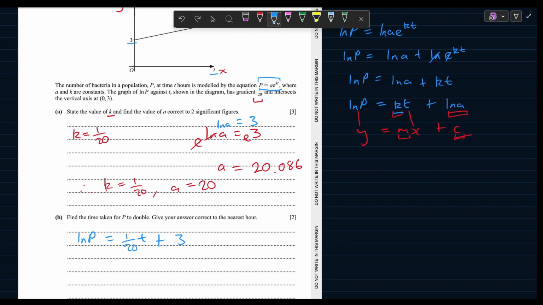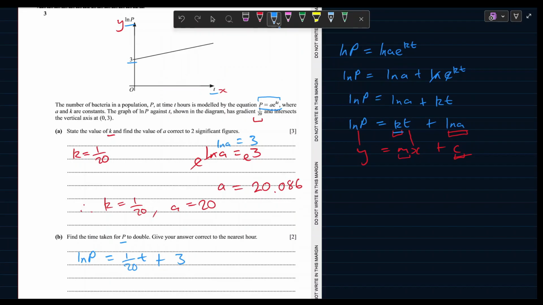And so they're saying find the time taken for P to double. All right, what is P anyways? P is the number of bacteria in a population P. So initially we're saying that ln P is equal to 3. So that means that if we take the exponential of both sides, initially P is equal to e cubed. So they're saying find the time taken for this value to become double. So in other words, for this to become 2e cubed.